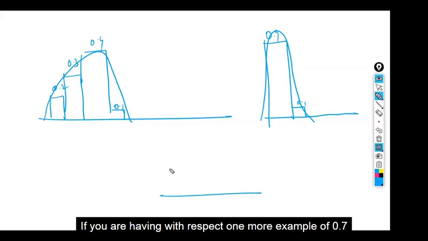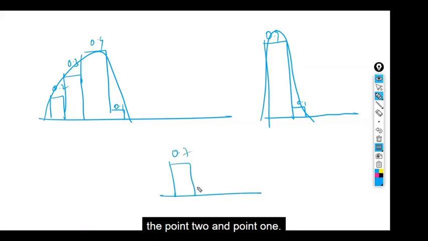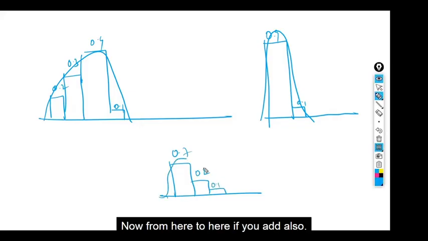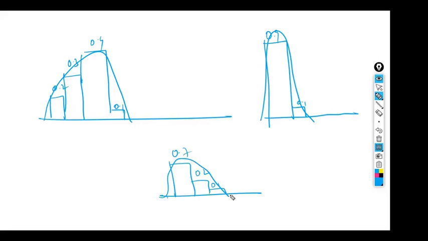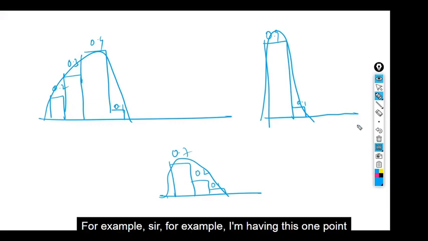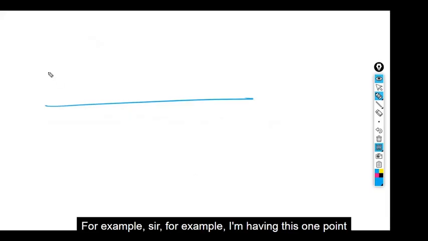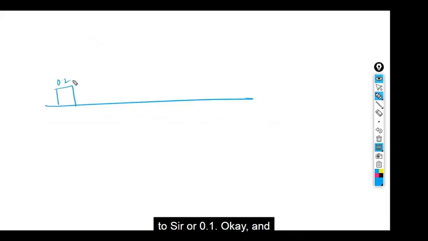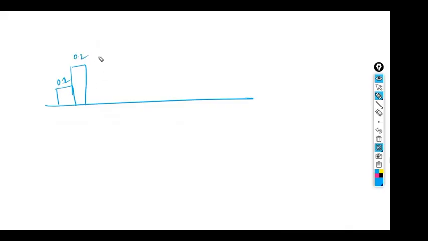If you are having one more example of 0.7, 0.2 and 0.1, now from here to here, if you add, again it is 1. The area under the curve is always going to be 1, whatever the curve. For example, I'm having this one 0.1, and I'm going to take 0.2, next one 0.3.